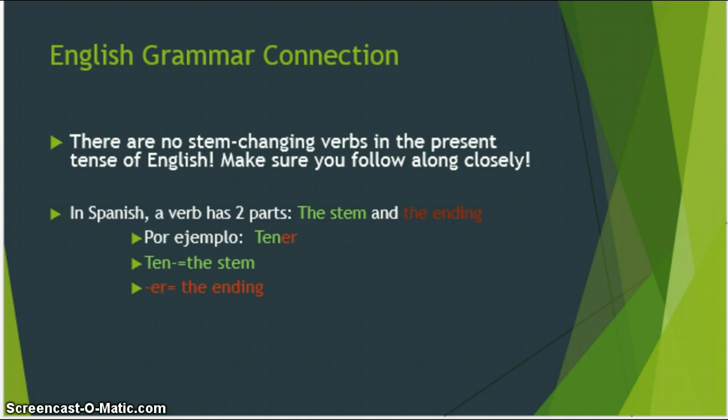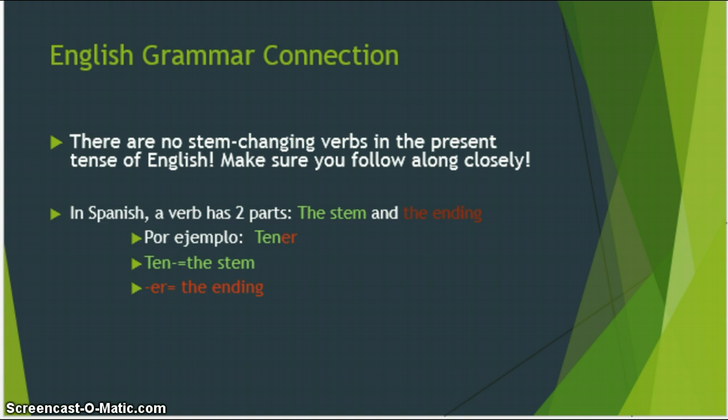English grammar connection. Unfortunately, unlike some of the other topics that have some kind of a connection to English, this one is something that's not really something we see in English. So there are no stem changing verbs in the present tense of English. So please make sure you follow along closely and review your general notes on conjugation.